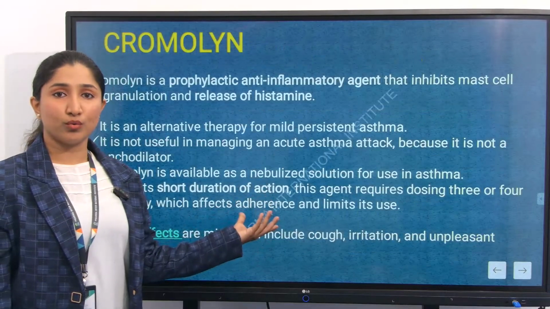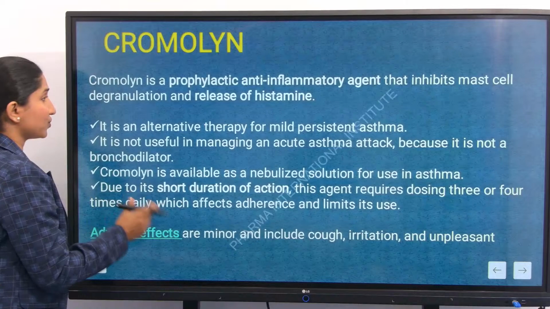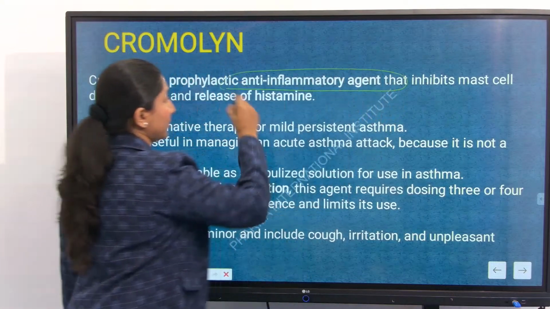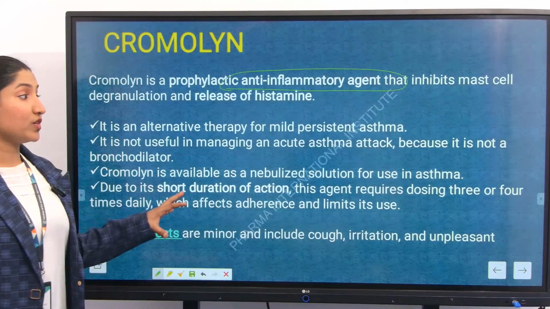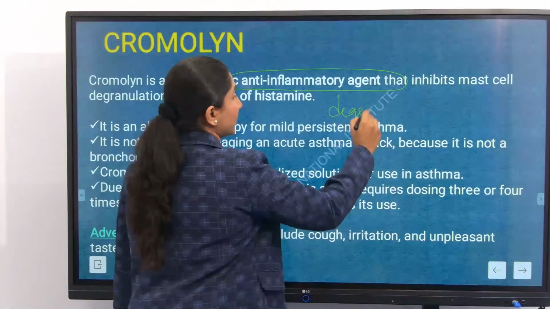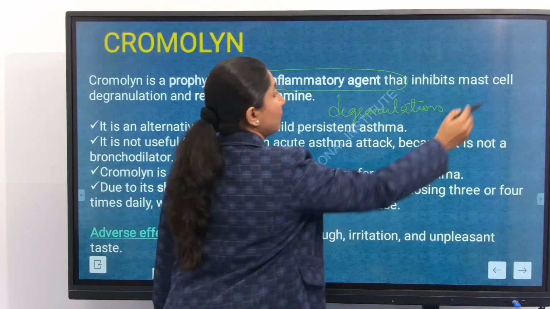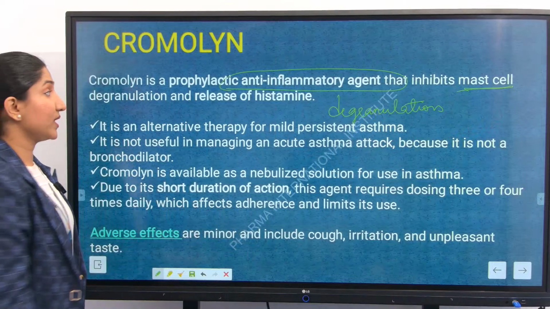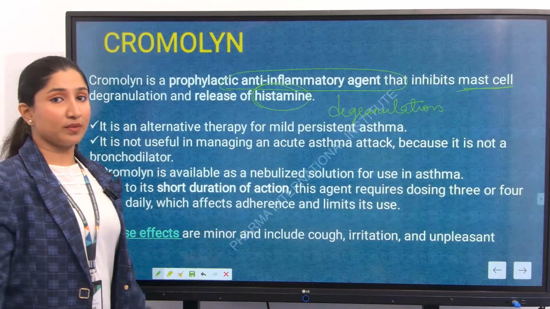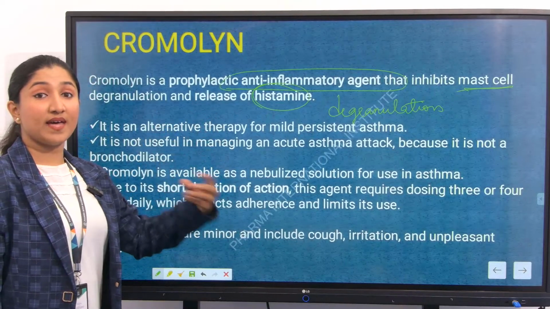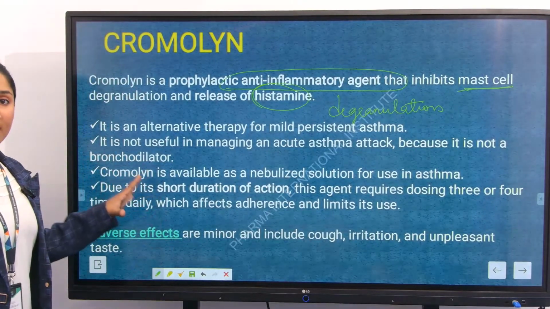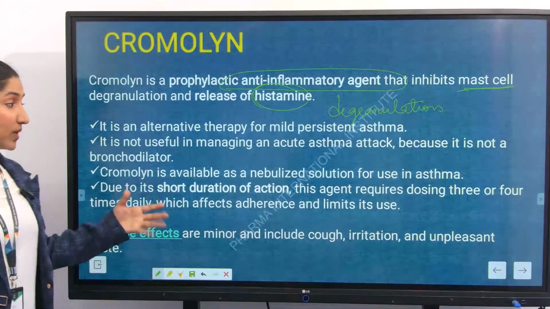Now next we have cromolyn, a comparatively less used drug. It acts as a prophylactic anti-inflammatory agent by preventing the degranulation of mast cells. Mast cells contain an inflammatory mediator called histamine, which can carry forward inflammatory reactions. Cromolyn inhibits the release of histamine so that it can prevent the effects of this inflammatory reaction.